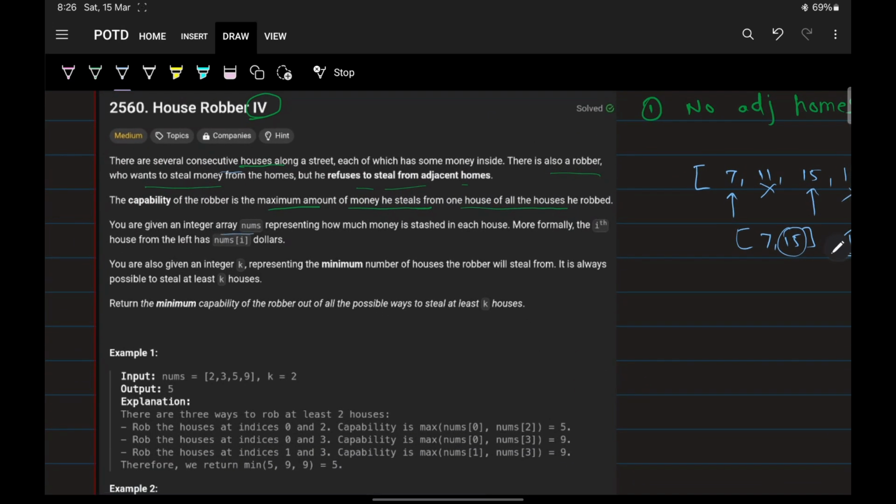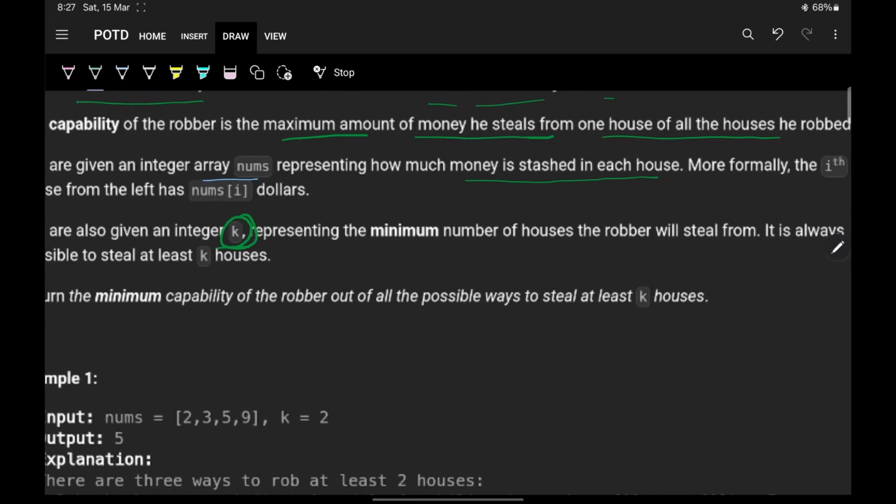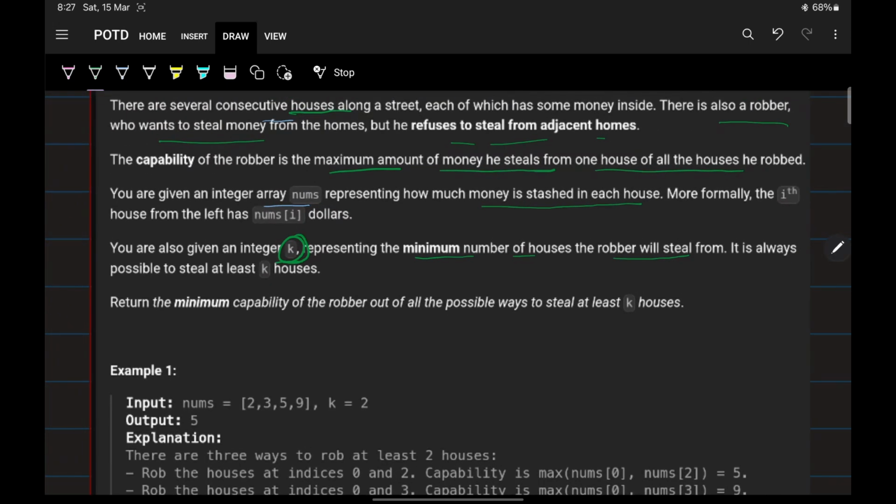You are given an integer array nums representing how much money is in each house. And you are also given an integer k, which is very important. It represents the minimum number of houses the robber will steal from. So we have to steal from at least k houses. It is always possible to steal from at least k houses. Return the minimum capability of the robber out of all possible ways to steal from at least k houses in the given array.